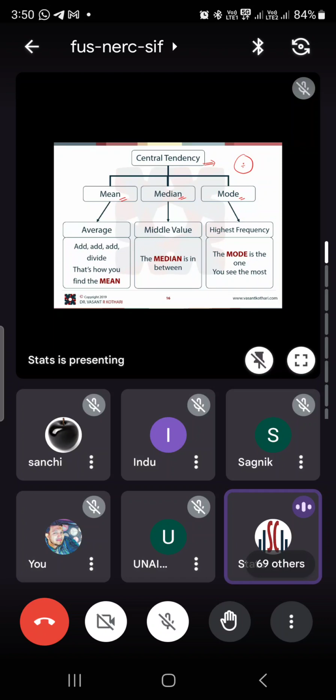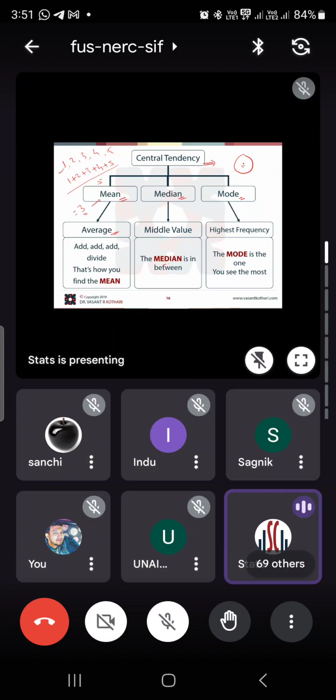What is the center point of the data? We need to find that out. And what are the various central tendencies? The mean, median, mode. What is the mean? Mean is an average. So how do we find the average? Add all the numbers and divide by the frequency. Say for example, you have the numbers 1, 2, 3, 4 and 5. So 1 plus 2 plus 3 plus 4 plus 5, divided by 5. When you solve this equation, you will get 3. So that 3 becomes the average for this data.